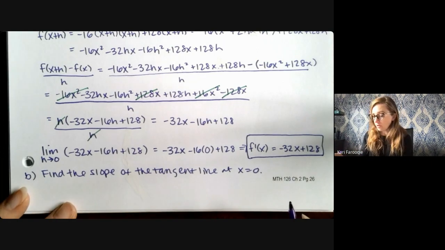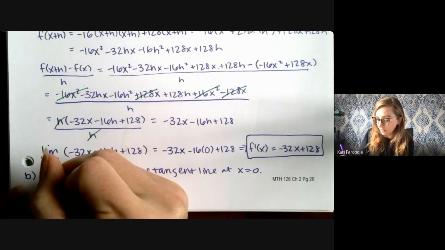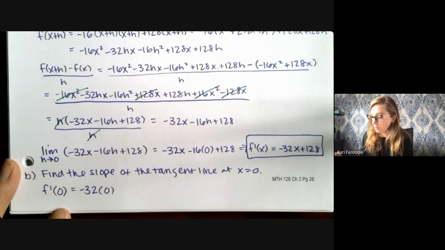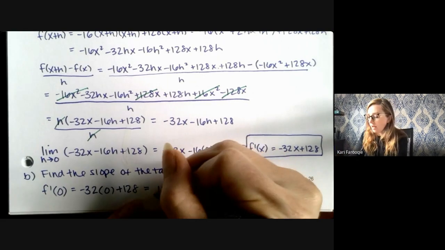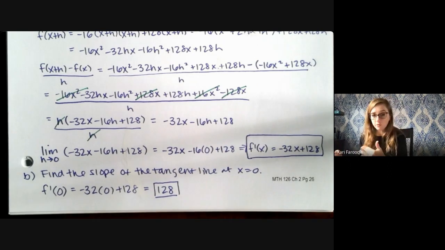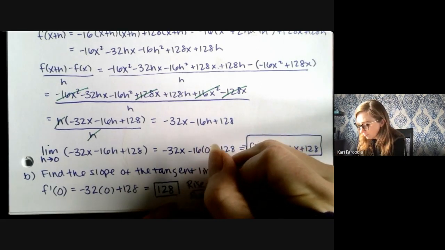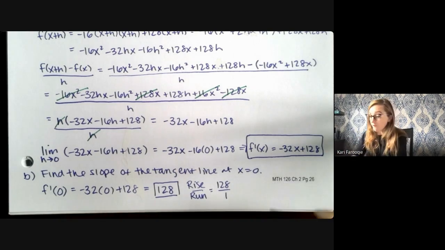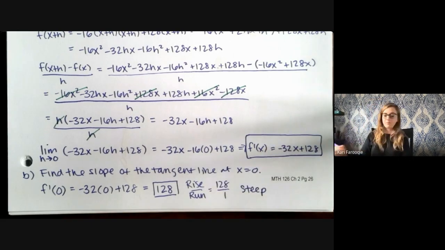So what I can do now is I can take my derivative, and if I'm just trying to find the slope of the tangent line at x equals 0, I can evaluate f prime of 0. And this is just negative 32 times 0 plus 128, which is equal to 128. Now, having a slope of 128 is almost difficult to quantify, but remember what you're talking about with the slope is the rise over the run. So that basically means you're taking a rise of 128 and a run of 1. Sorry, I don't want to do this the opposite direction. But your graph is going to go up 128 and then 1 to the right. So this is a very, very, very steep graph at that point, just because you know that that's a super, super steep slope.